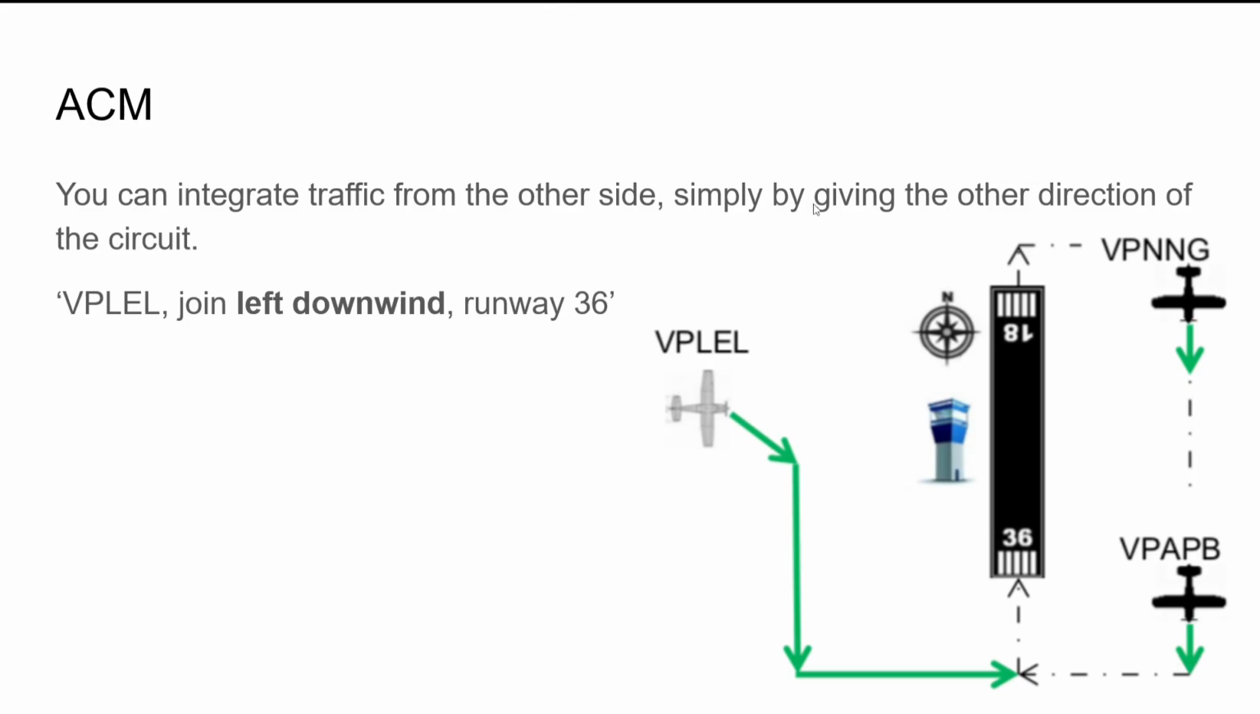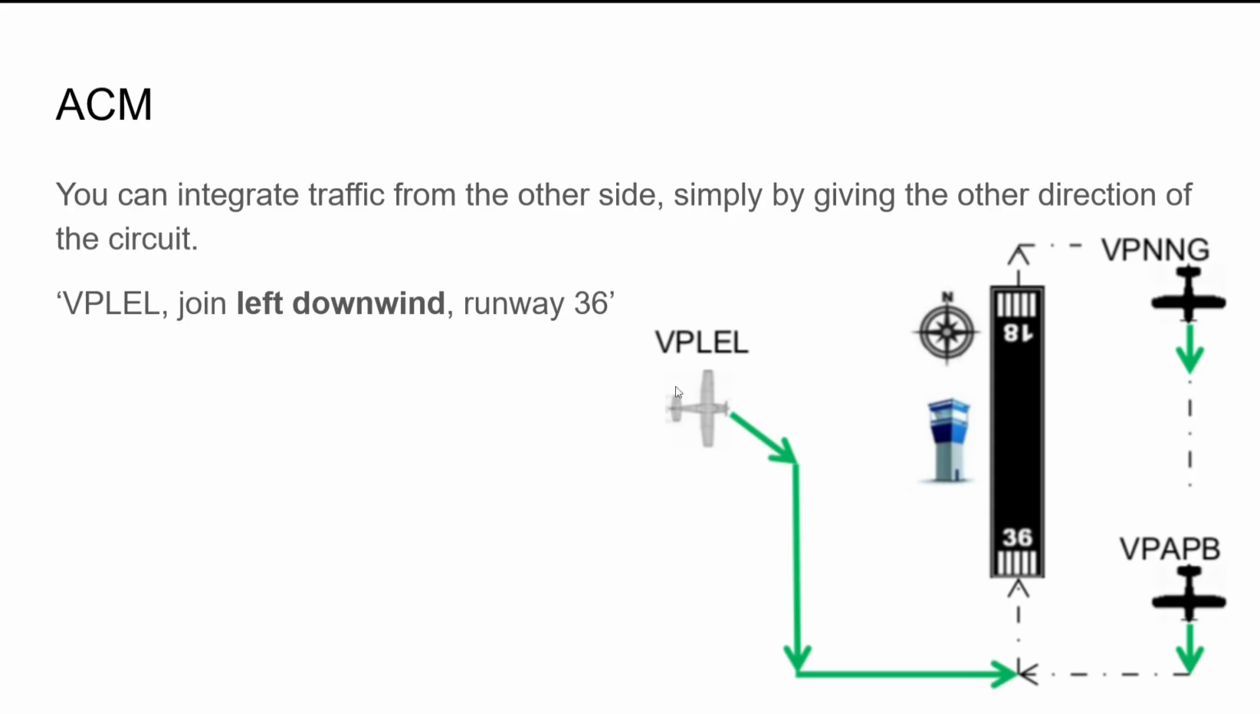Next part would be you can also join them on the opposite side of the circuit. So you tell this guy, Victor Papa Lima Echo Lima, join left downwind runway 36 to traffic in the right hand circuit. You should specify that it is a right hand circuit these two are on, because Lima Echo Lima is flying a left circuit, not a right circuit.